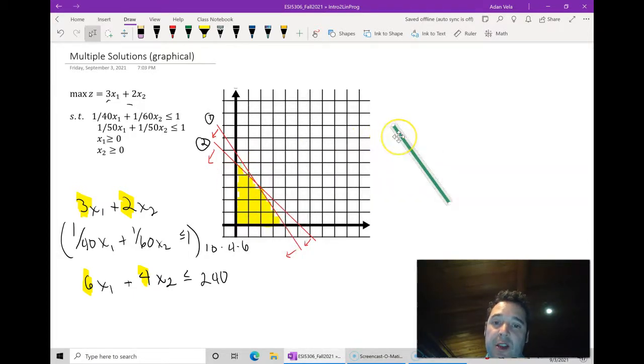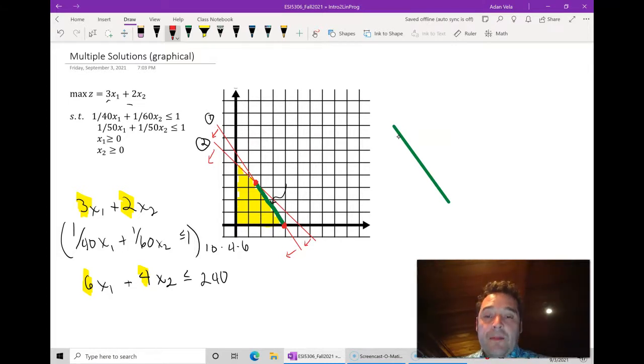Okay, so what does this mean? Well, that means your optimal solution is anywhere in this green part. Any solution on that green line is, in fact, an optimal solution. So it's the set of points between two of the extreme points. And so this is interesting.